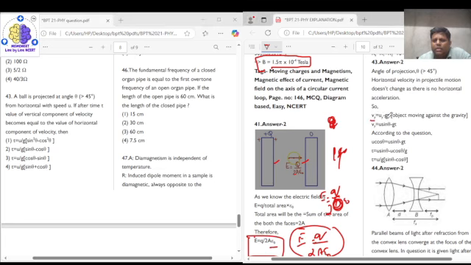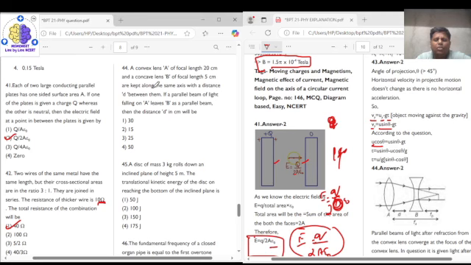So the vertical component Vy is equal to Uy minus gt, that is Vy equals u sin theta minus gt. Now u cos theta is the horizontal component, and u cos theta always remains the same. So u cos theta equals u sin theta minus gt. Rearranging it, we get t equals u upon g into sin theta minus cos theta, which is nothing but option 2 in our question. That is the correct answer for question number 43, option 2. It was an easy question.